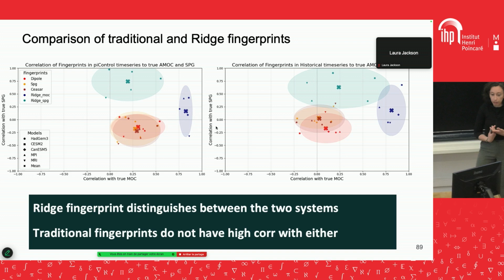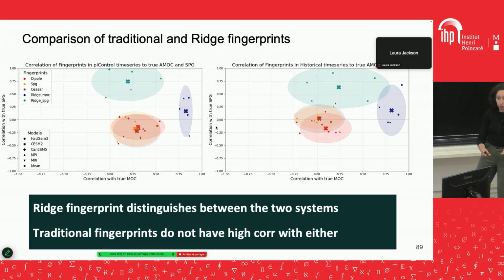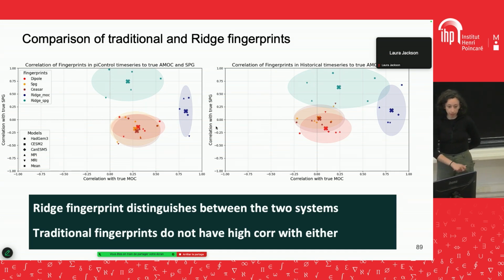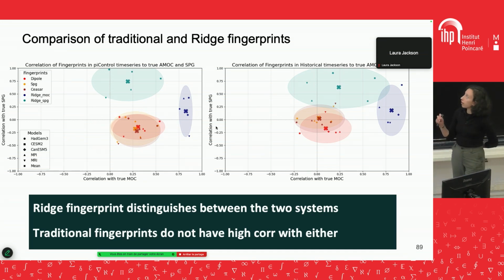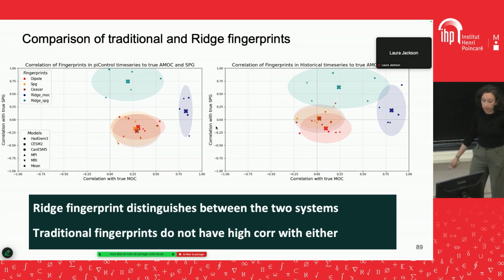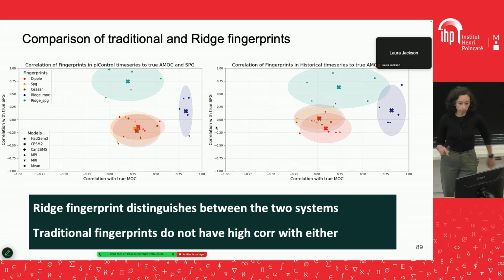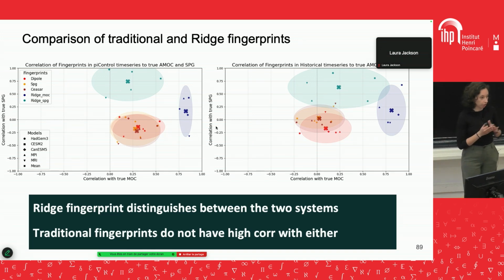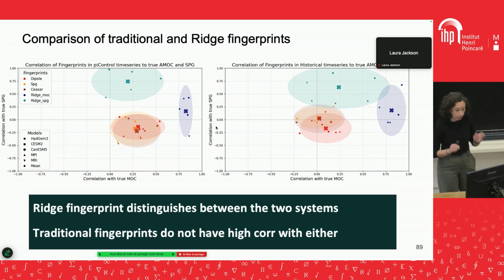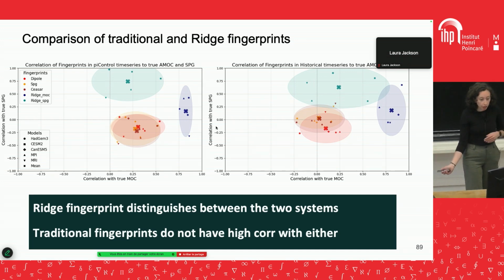In the ideal case, you would see that for the AMOC fingerprint, you would have something along 1, 0. And for the SPG fingerprint, you would have something 0, 1. So it should be clustered to the top and to the right. We can note that for most of the models, the traditional fingerprints are located more in the middle, where there is not correlation with SPG, and some correlation with the AMOC ranging 0 to 0.5. And for the ridge, it's higher, around 0.75 and more for both of them, actually.